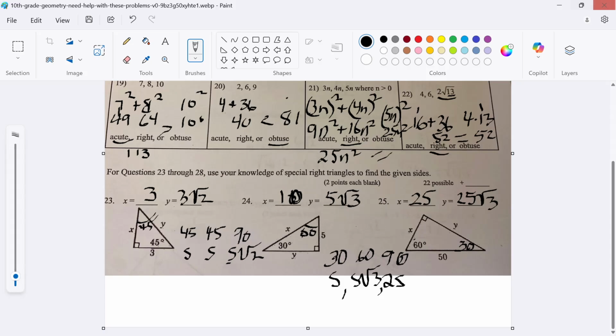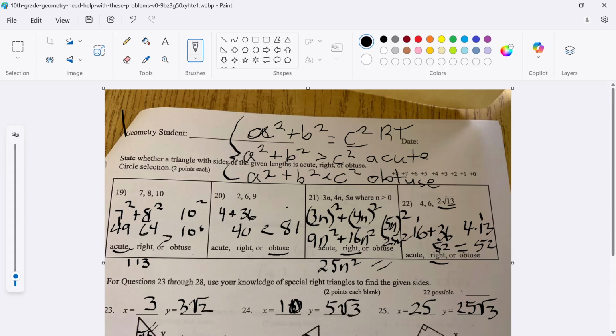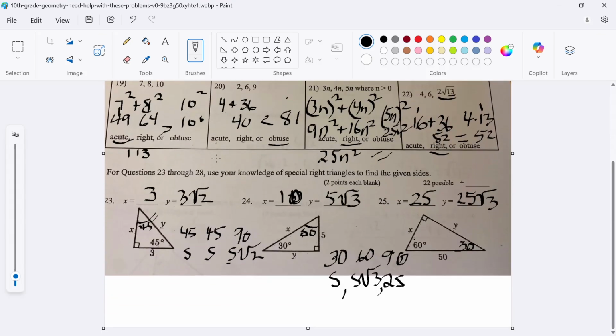So that answers all the questions there for acute, obtuse, right angles given potential side lengths, and special right triangles.